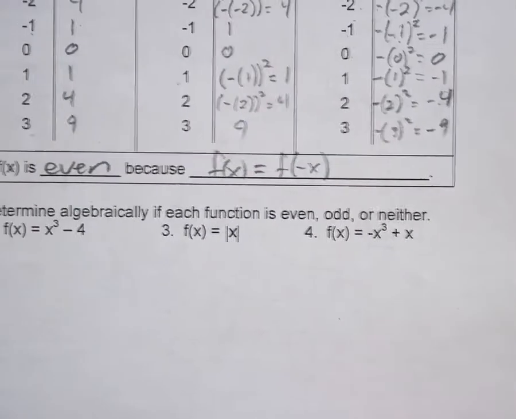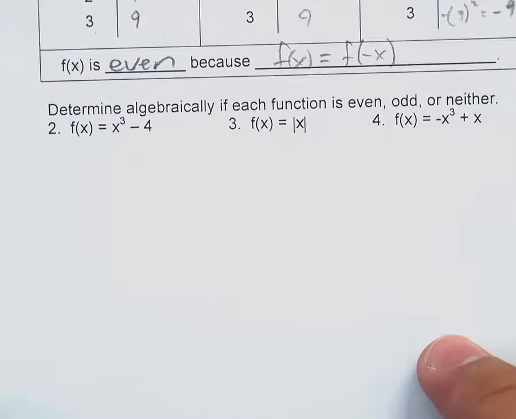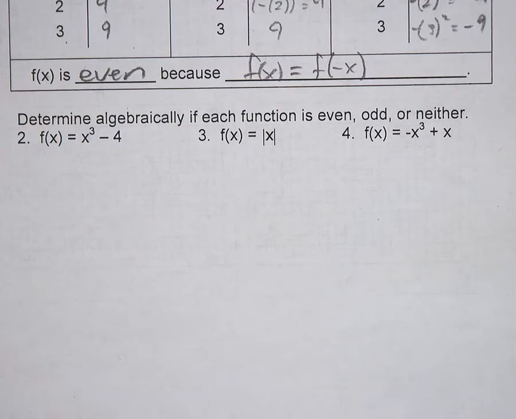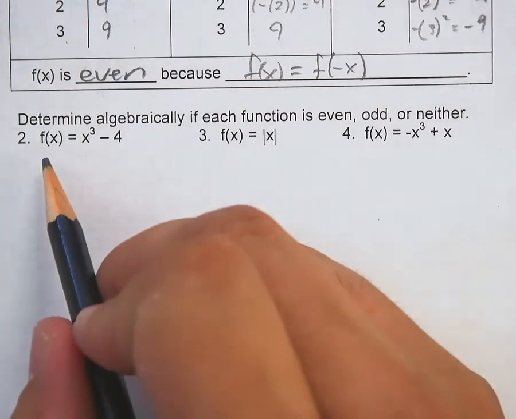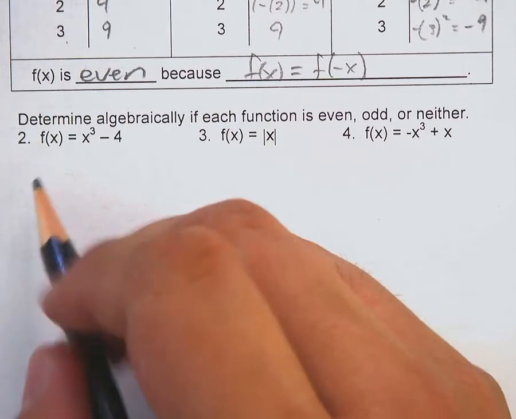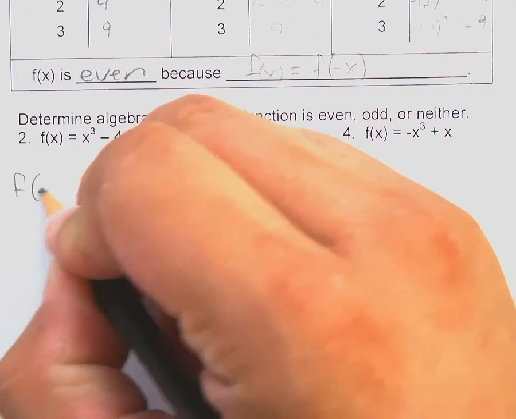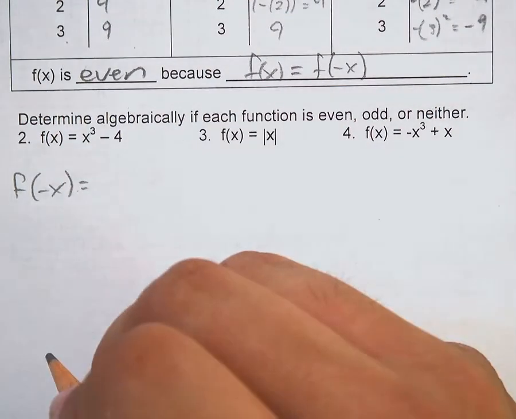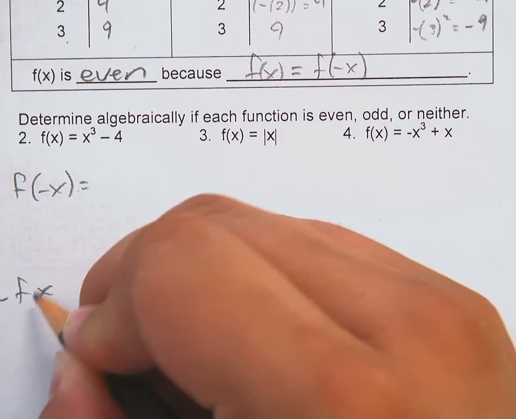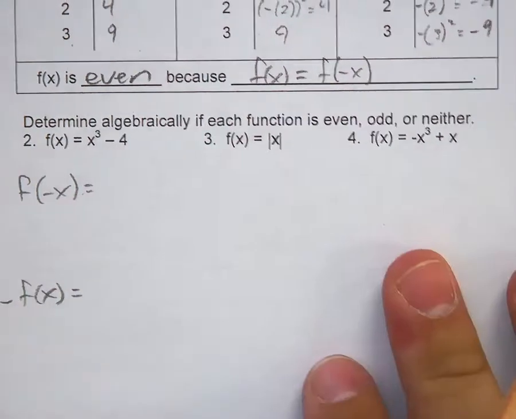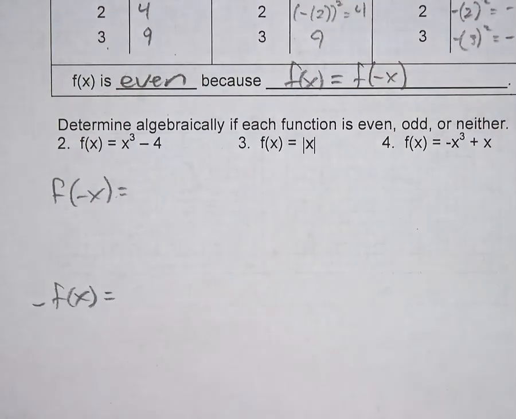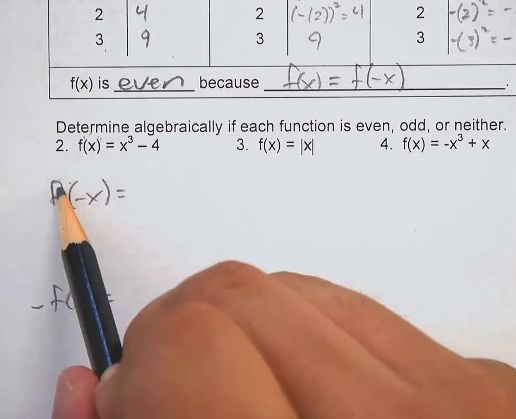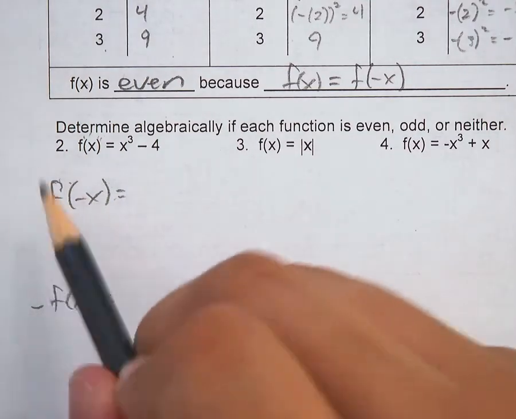Okay, so next we have to determine, algebraically, if each is an even, odd, or neither function. So first I've got f of x, that's given to me. So what I'm going to do is figure out what f of -x is. And then after that, I'm going to figure out what negative f of x is, and I'm going to see which ones match which ones. Even, odd, or neither. Remember, if it's even, these guys will match. If it's odd, these guys will match. If none of them match, it's neither.